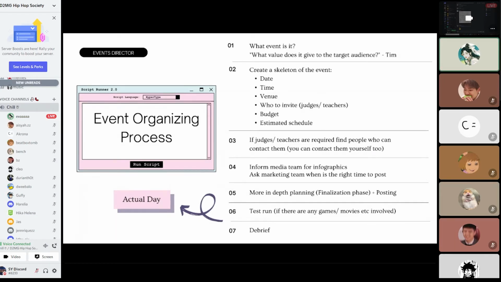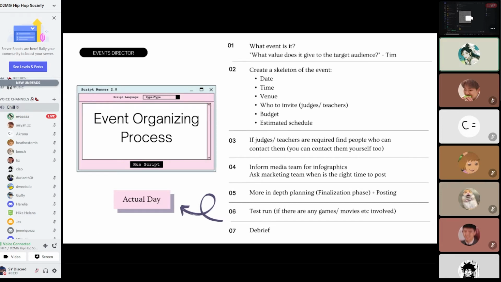I learned this the hard way from orientation, because a lot of people didn't really know how the game worked, so it would be good to test it out first. The movie night was good because we tested beforehand if the Discord server worked. So test things out if you want to be event director. And then the actual day will be somewhere in between here. And after the event is done, you have a debrief with the entire team.